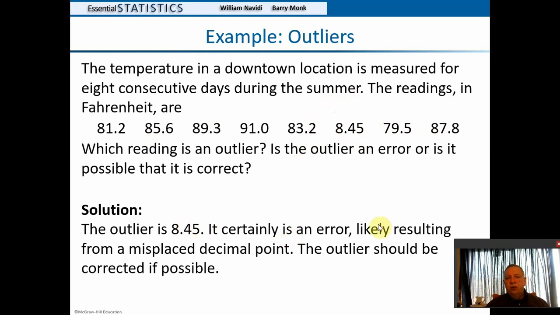So the outlier is 8.45, and you should go back, look for the misplacement, and correct it if you can. If you have a long list of data, you may not be sure whether that was a decimal place. It may look really, really strange. You may just want to throw that out as misentered data and reduce your data set. So that's cleaning up your data set if you need to.